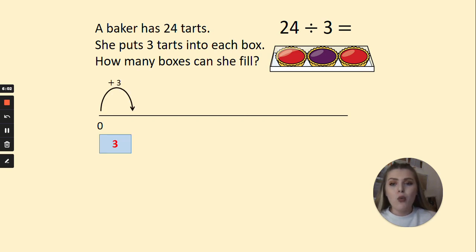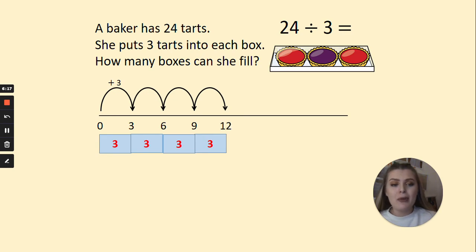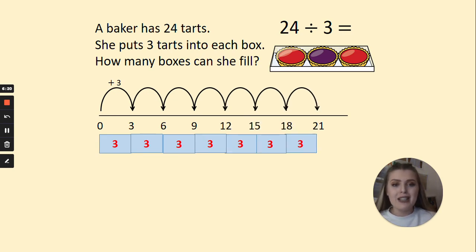So we add on one jump of 3, or one bar if we were showing it as a bar model. And we're going to keep going. Jumping on in 3. So add another 3 on and I get to 6. Add another 3, I'm at 9. Add another 3, I'm at 12. And I'm going to keep going, jumping in 3s until I reach my whole number. Now I've reached 24, which is the whole number we were starting with.